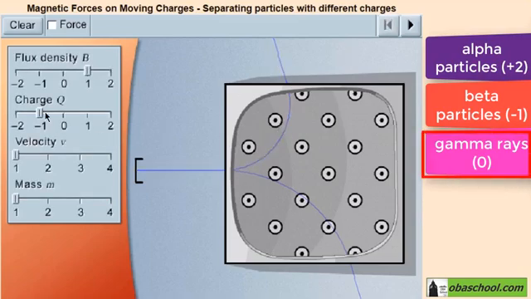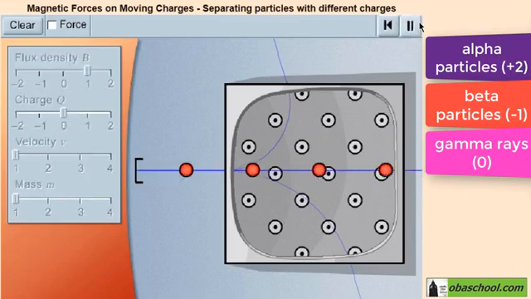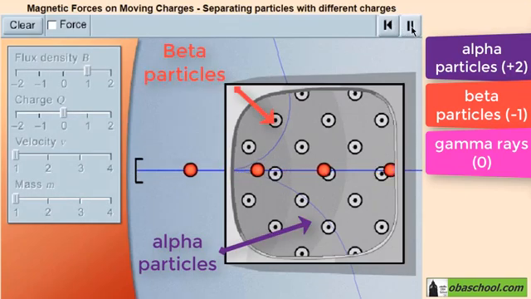Now let's model gamma rays. They are uncharged. 0 charge. Let's click play to see how the gamma rays would move. So we have seen how the alpha particles, beta particles, and gamma particles can be separated with the help of a magnetic field.